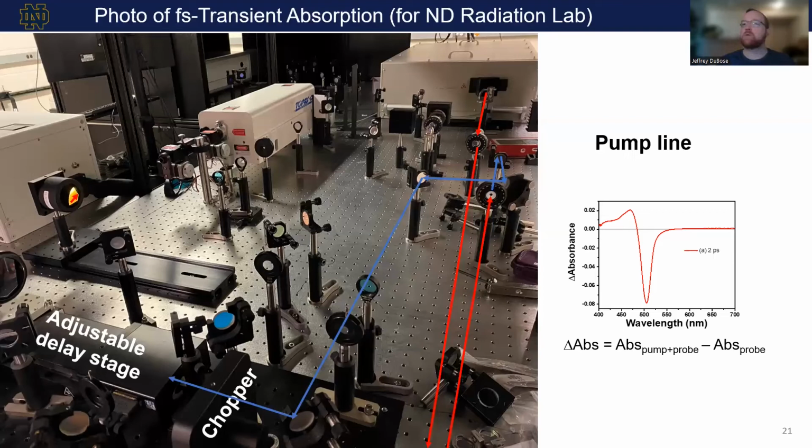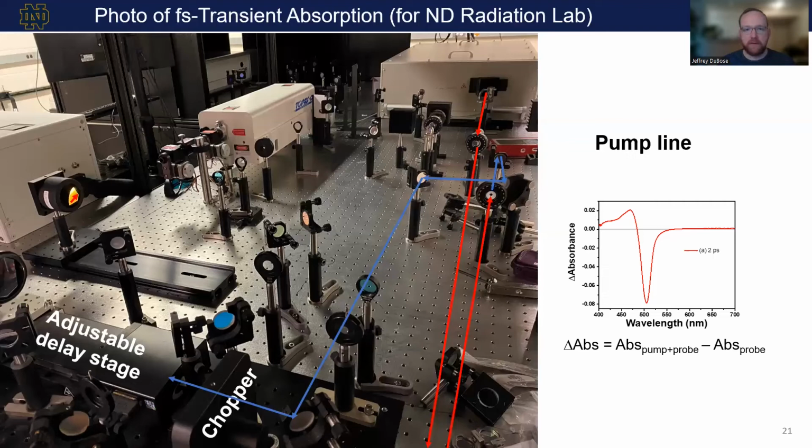So this is why I've called out both the adjustable delay stage and the chopper, because these are two important concepts for how we actually generate a transient absorbance spectrum. Okay, so I know that's a lot of information and a lot of pictures. One more set of pictures.